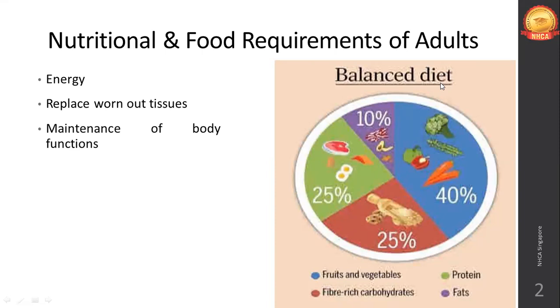In a balanced diet, 40% of the calories should come from fruits and vegetables. 25% should come from legumes, pulses, cereals, and millets. 25% should come from dairy products, meat products, or other protein sources. 10% is good fats, healthy essential fatty acids. This is how you can classify a balanced diet. Even sugar or anything sweet will also come under this 10%.